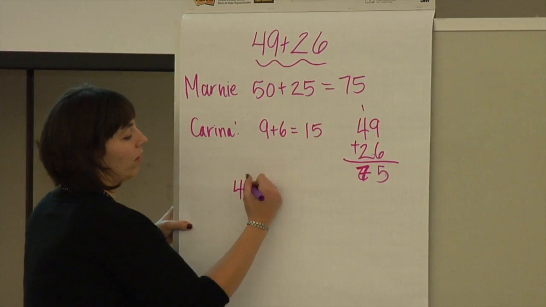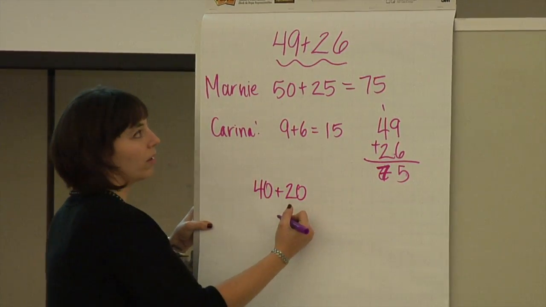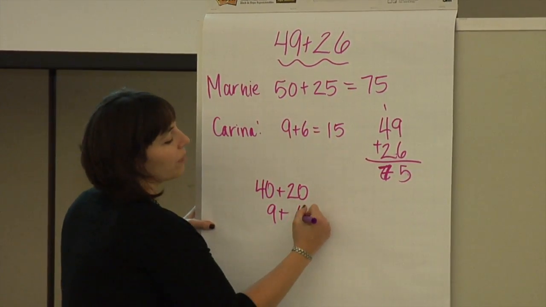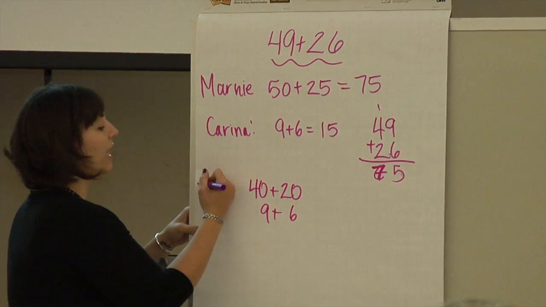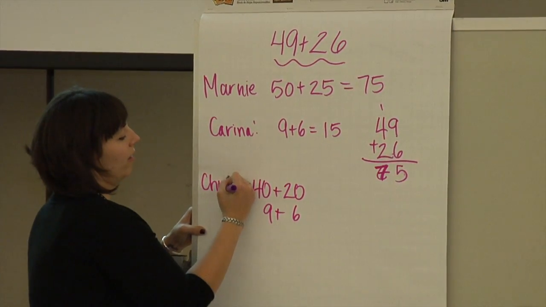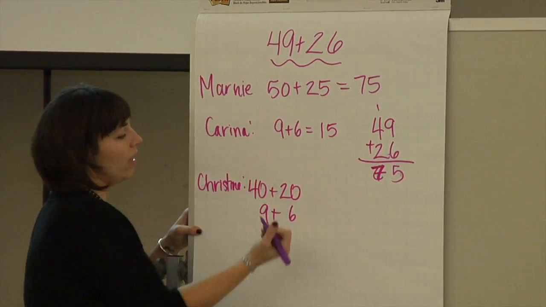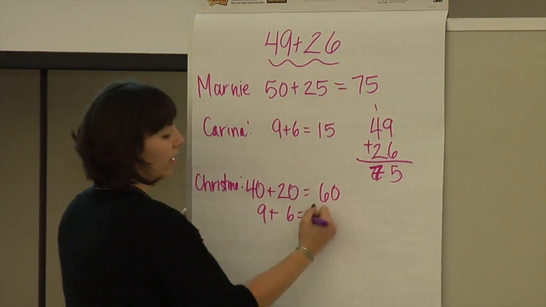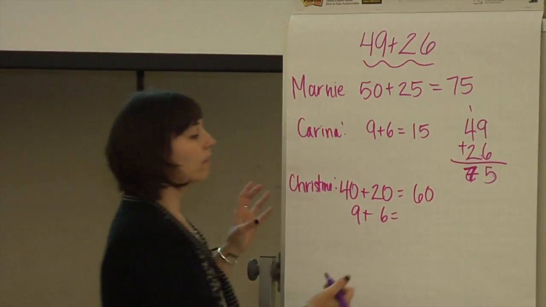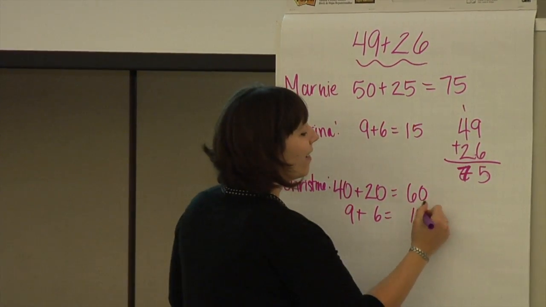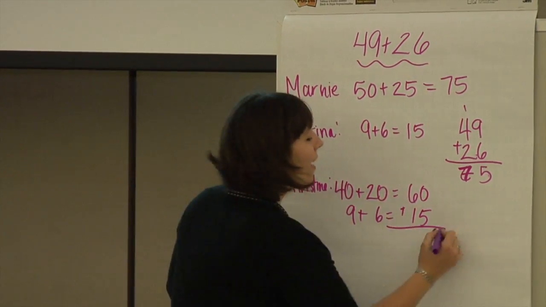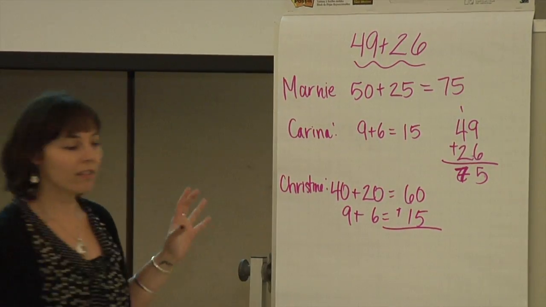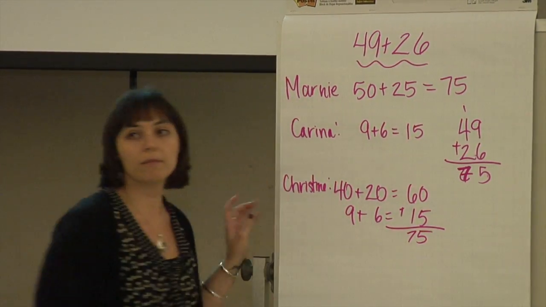We do the 40, 20, split, 9, 6. Can you tell me your name? With a K? So 40 and 20 is 60. 9 and 6 is 15. Come on, people. So 60 and 15 then, 75. Right, what else?